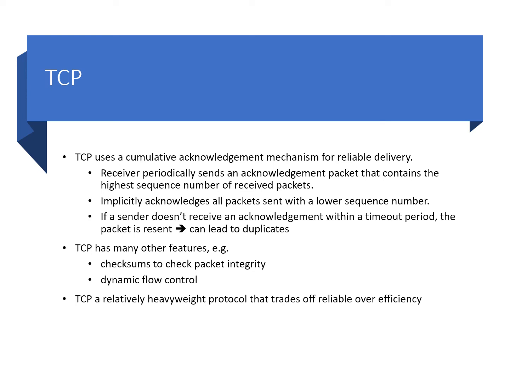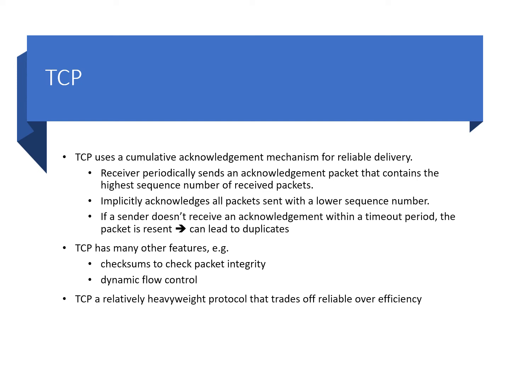TCP has many other features such as checksums to protect packet integrity and dynamic flow control to ensure a sender doesn't overwhelm a slow receiver by sending too much data too quickly. Along with connection establishment and acknowledgement, this makes TCP a relatively heavyweight protocol which trades off efficiency for reliability.